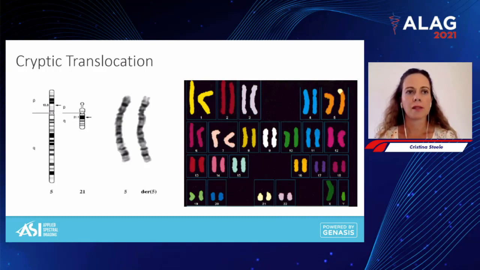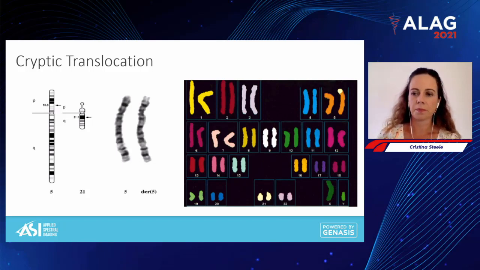So here we have a case study where a sample was received for a patient with a diagnosis of mental retardation. Conventional cytogenetics was not able to provide any clinical diagnosis outside of a normal karyotype. But upon testing the sample with the SKY procedure, we were able to detect a cryptic translocation of a derivative 5 chromosome that actually had a 21 on the P arm.